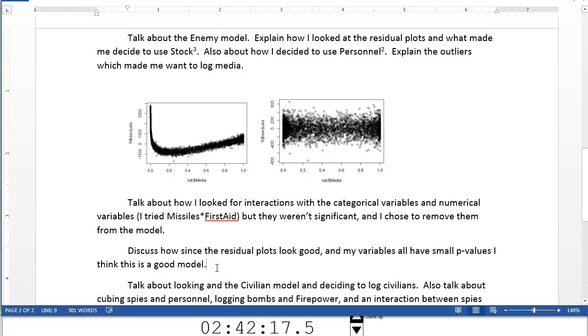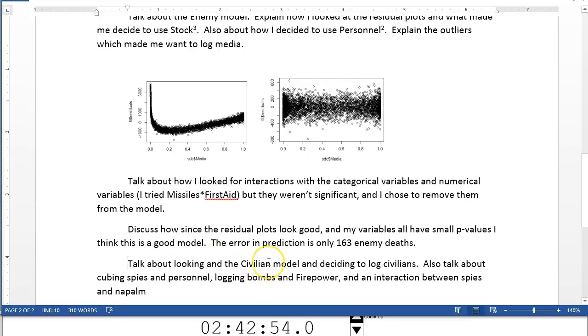Now, at some point, the client deserves to hear you say, I know how to check that I have done this right, and I did check, and it is done right. So the residual plots look good, the variables have small p-values, I am now happy with my model. So now that I have my enemy model done, let's talk about the civilian.